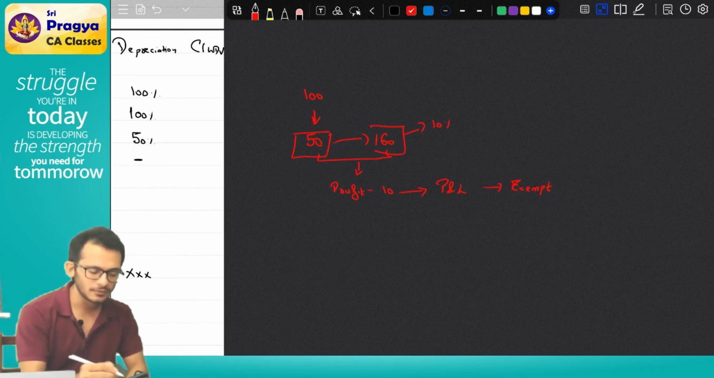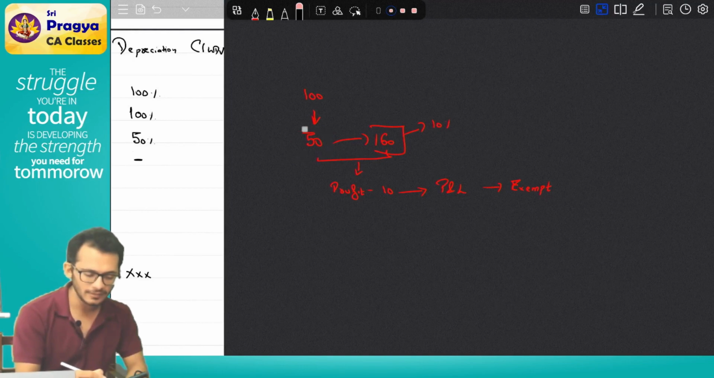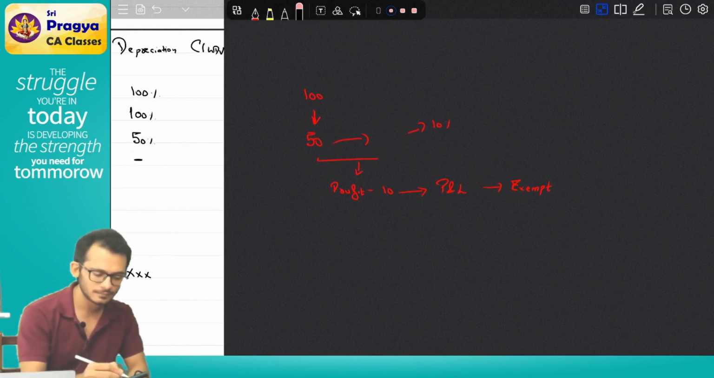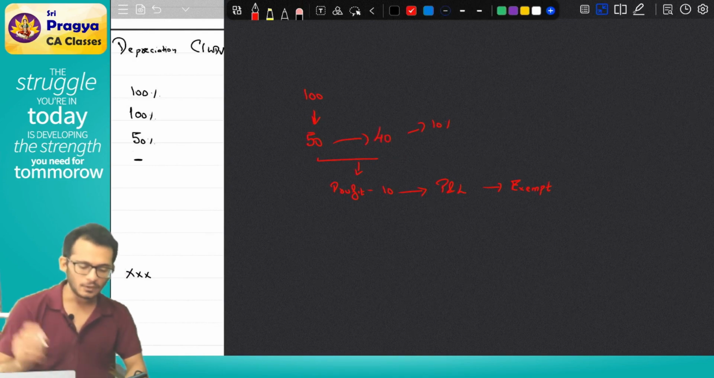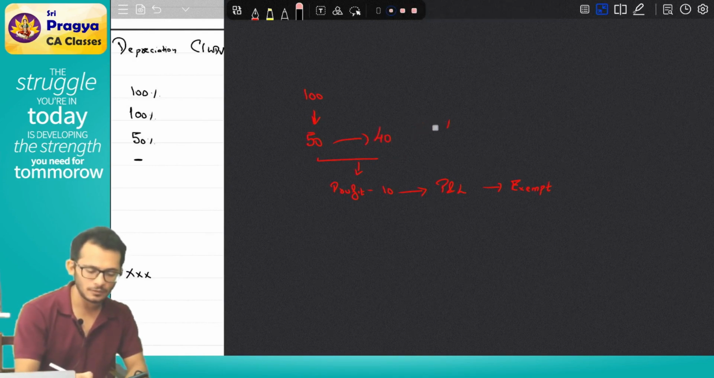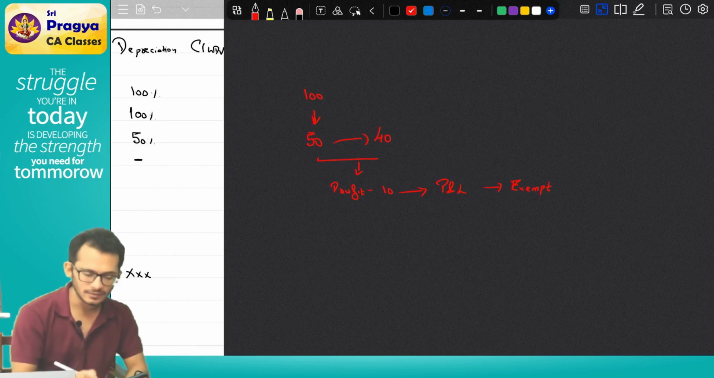Change the example. Rahul, the WDV is 50. What is the WDV? 50. I sold it for 40. Profit or loss? Loss. How much is the loss? Loss is 10. Yes.